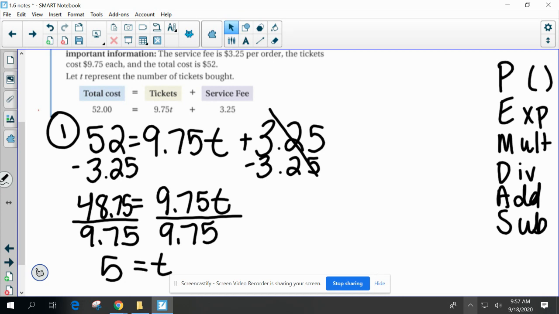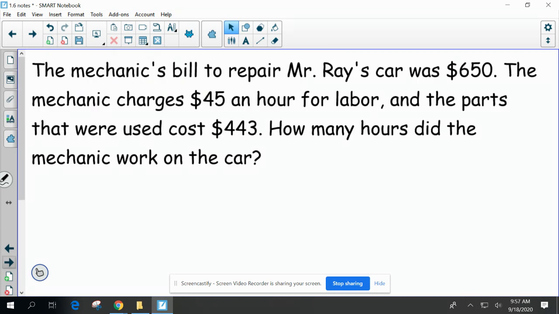Number 2 is another word problem, and then we have just regular equations. So here's number 2. The mechanic's bill to repair Mr. Ray's car was $650. The mechanic charges $45 an hour for labor, and the parts that were used cost $443. How many hours did the mechanic work on the car? So I have to actually set up the equation this time. So think about what would be on the outside of the equal sign. Like, what's it going to total? $650 is my total.